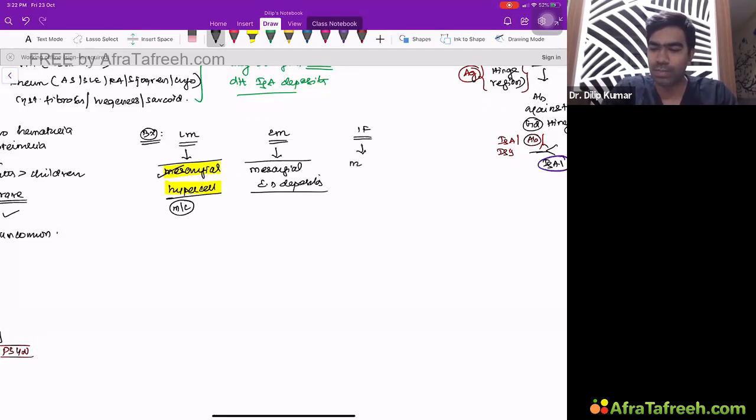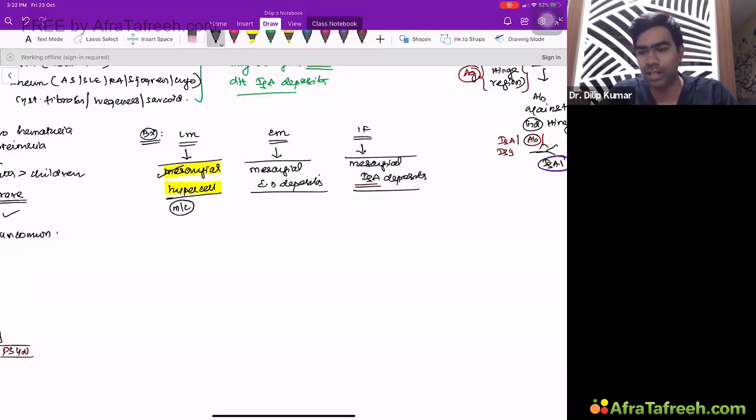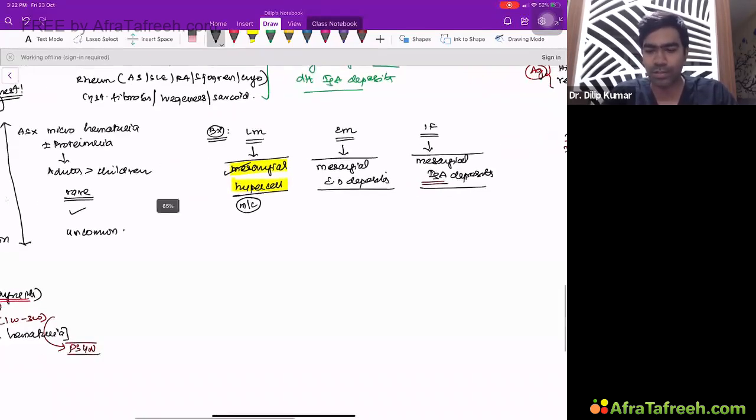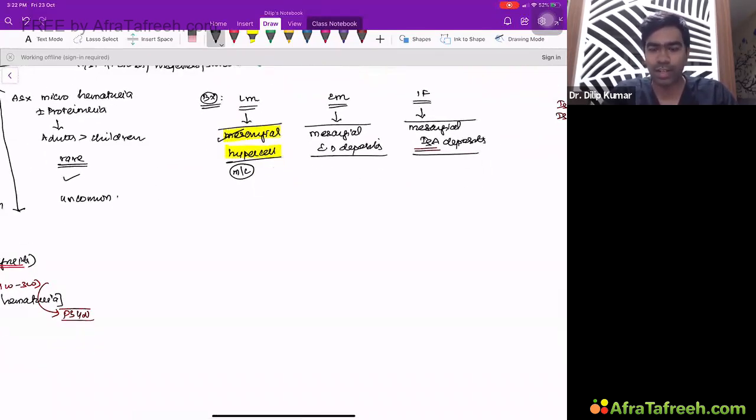In immunofluorescence, you will see mesangial IgA deposits. Please understand that only in immunofluorescence can you tell whether the antibody is IgA or not. Electron microscopy cannot tell that; it can tell only whether deposits are there or not. Immunofluorescence is where you see the IgA deposits, and the deposits in the mesangium are very characteristic of IgA nephropathy. So these are the three findings that you need to know.